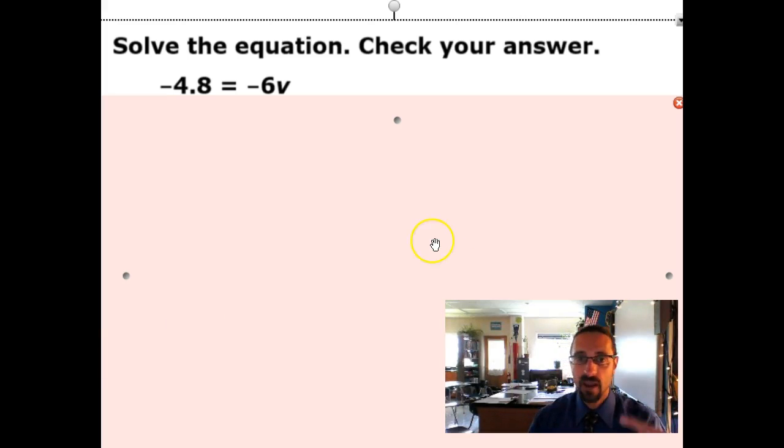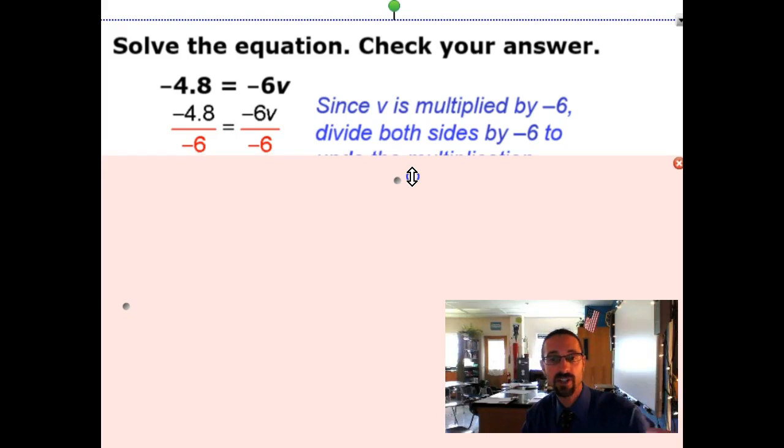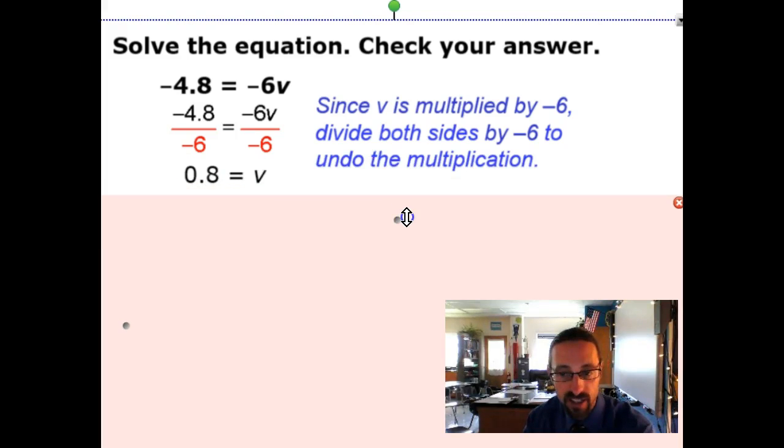Now take a look at this one. It might look a little bit different, it might look a little bit even scary, but you know what? I know you can handle it. -4.8 is equal to -6v. And what that means is take some number v and multiply it by -6. Okay, well, in order to undo -6 times a variable, we need to divide that variable by -6. And again, what we do to one side of the equation, we also have to do to the other side. So -6 divided by -6 is 1. -4.8 divided by -6 is a positive 0.8.